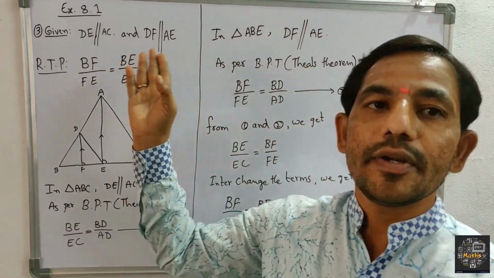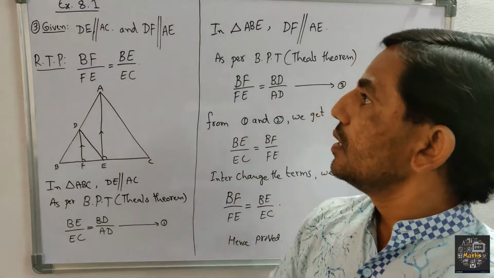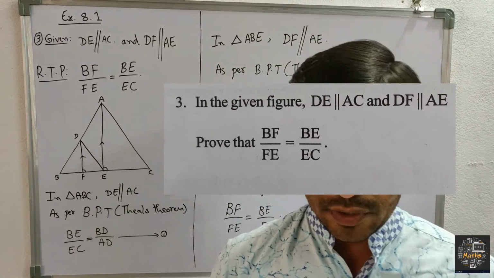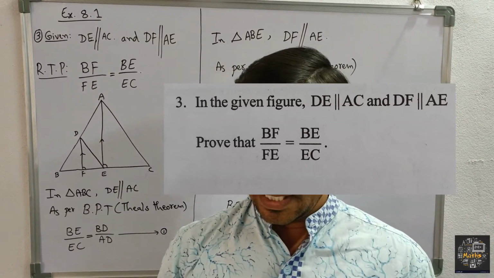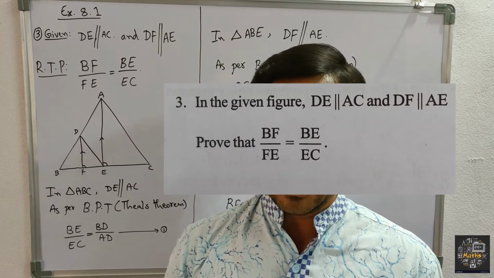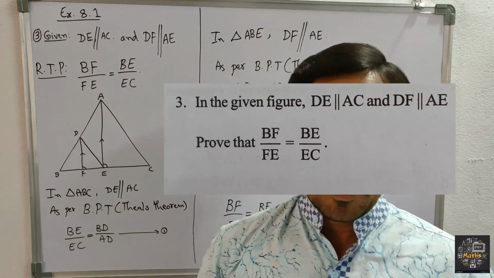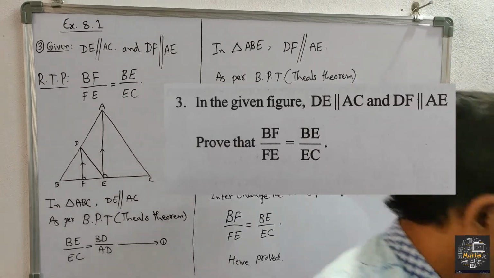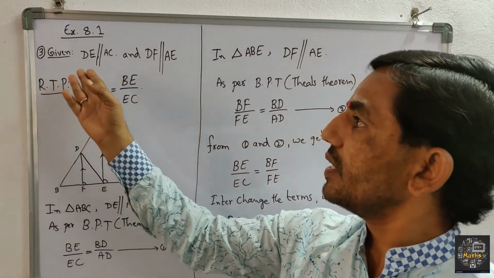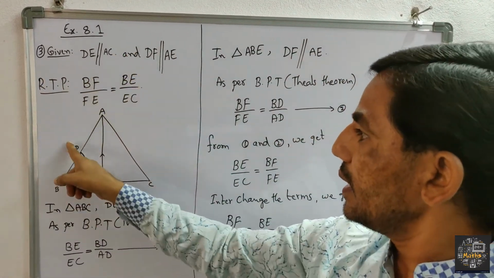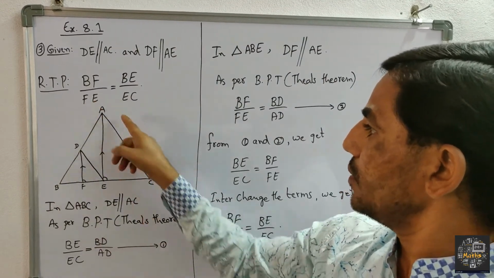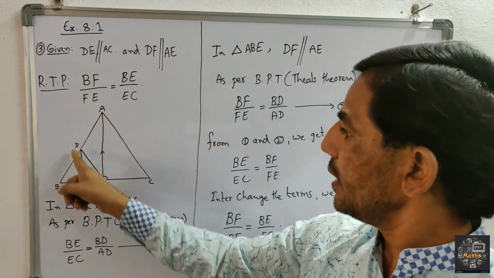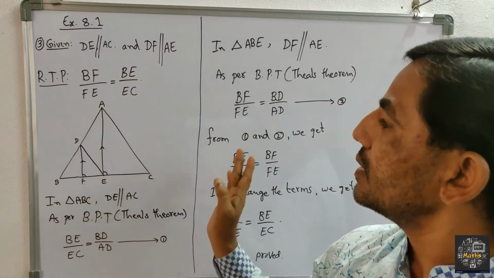Next, exercise 8.1, third problem. First I will read the question. In the given figure, DE is parallel to AC and DF is parallel to AE. Prove that BF by FE is equal to BE by EC. Answer: first of all, given that DE is parallel to AC. These two lines are parallel, and DF is parallel to AE, already mentioned in the figure.